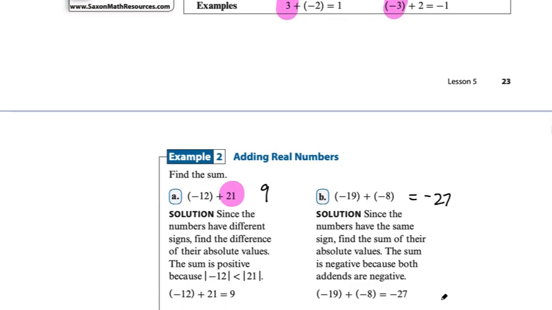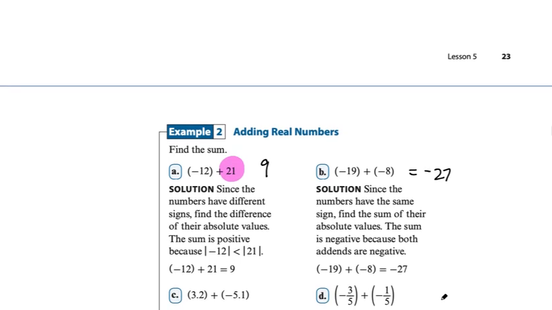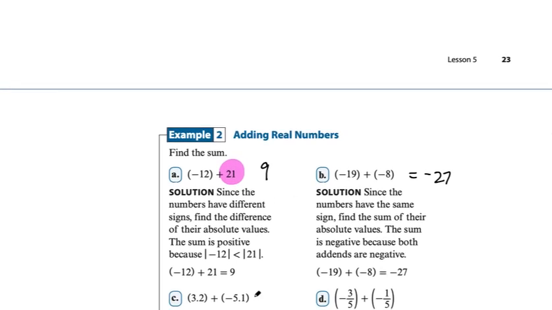Let's go ahead and look at a couple of other examples. Over here, we're dealing with numbers that are not integers, they're rational numbers, but the idea is the same. We can see that this is the number that is furthest away from 0. The signs are different. We will be subtracting, and our final answer is going to be negative. In fact, a negative 1.9.